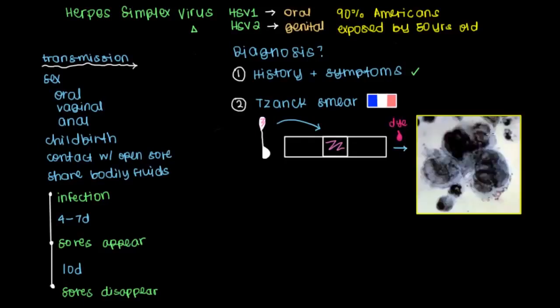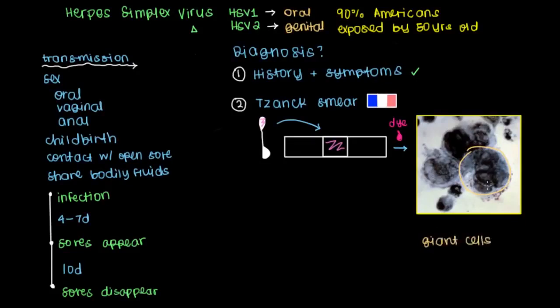And what you should see if this patient has herpes are these giant cells. These are supposed to be epithelial cells from the swab of the lip or from the genital. So that's one giant cell. So I'll write down here we see a couple of giant cells. And there are a few others here.